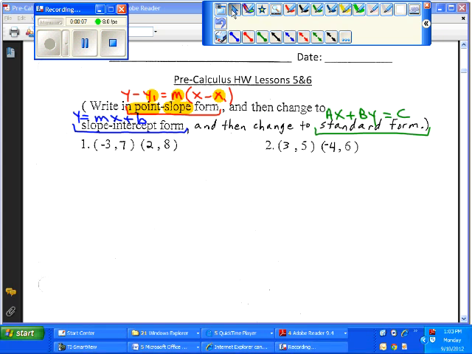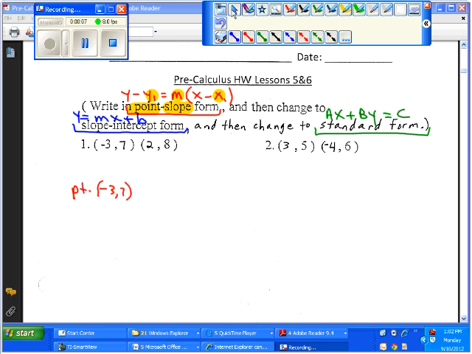So we need a point to plug in and the slope. Well, we've already got a point to plug in. Notice I'm leaving some space. We can plug in the point negative 3, 7, or we could have plugged in the other point, right? So we've got a point to plug in like negative 3, 7, but we also need the slope to plug in. Now, how do we find our slope?